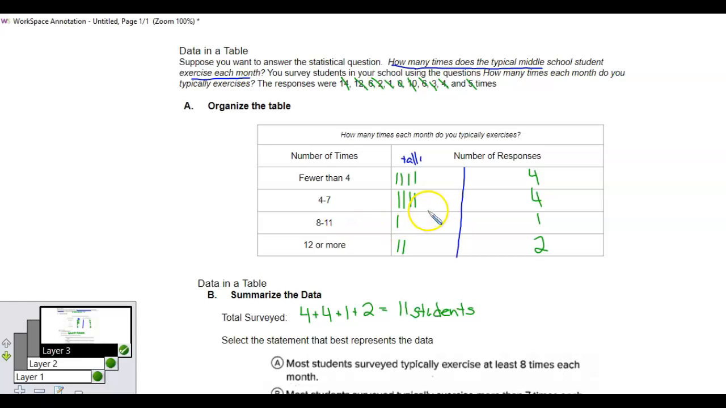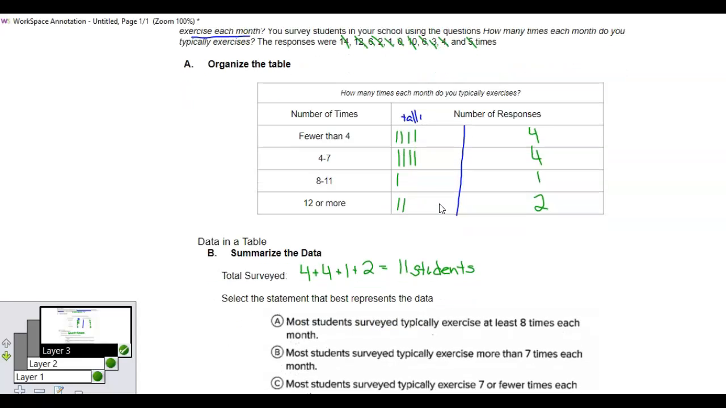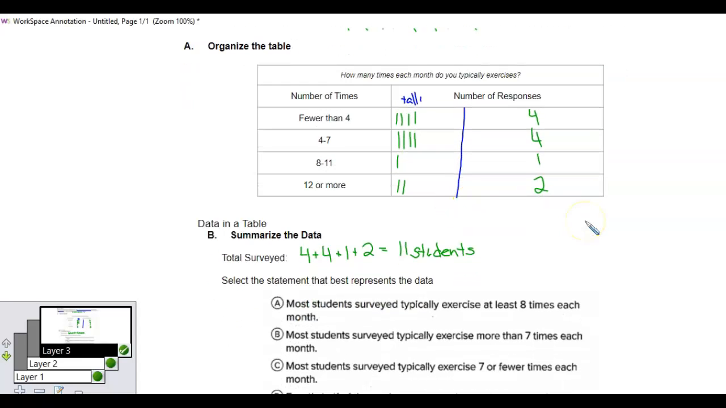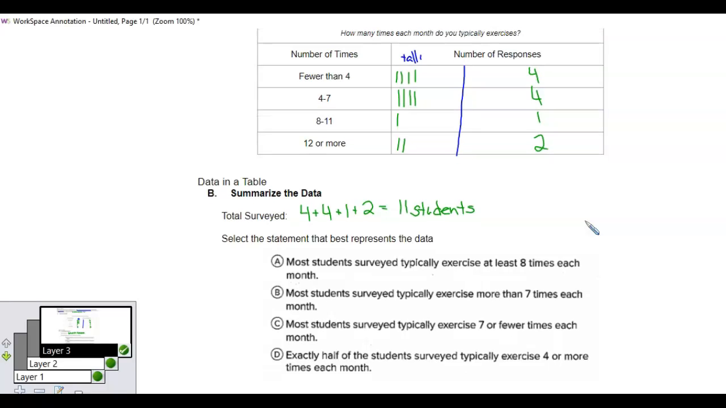Okay, so this was us organizing the data. Now we have to summarize the data, make an observation. Okay, so let's look at it. Most of the students surveyed typically exercise at least 8 times each month. So if we look at the 8 right here, I'll do this in red, there's only one person there. That is not most. Okay, so not A.